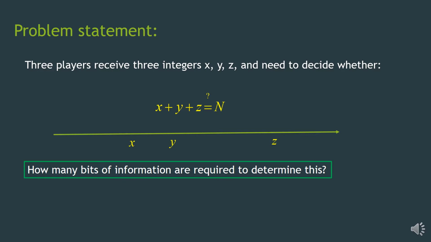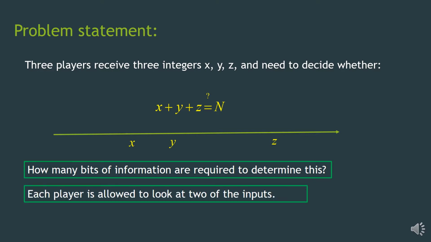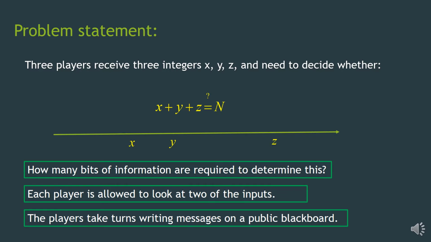And the rules are: each player is allowed to look at two of the inputs each time. And the players take turns writing messages on a public blackboard. So everything written or shared by a player is seen by the other players, and they see everything written so far, and they can base the current decision on that.